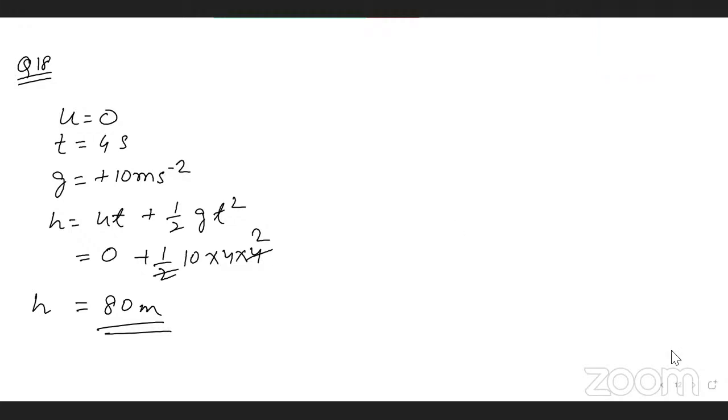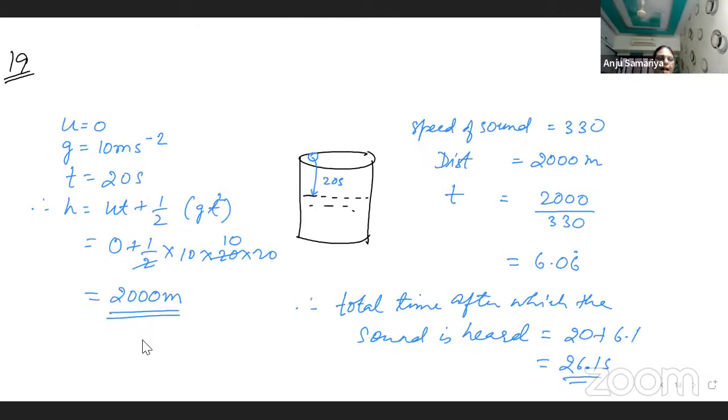Okay, 19th, I'll explain. So this is question number 19. This is the well, and a pebble is dropped from the top of the well. So it goes down and it takes 20 seconds to reach the water level. So it takes 20 seconds to reach the water surface. So G is given 10 meter, U 0 because it is dropped from top to down. So with H is equal to UT plus half GT square, we get H is equal to 1000 meter.